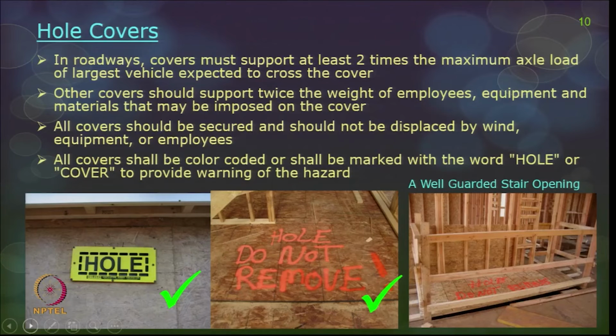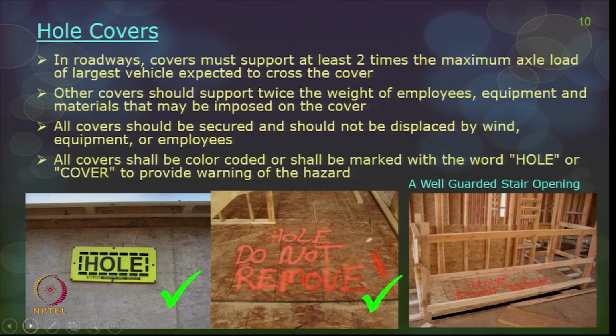If you want to put a hole cover on a roadway, then this cover should at least support 2 times the maximum axle load of the largest vehicle that will pass over it. In a given day, think of a very large vehicle crossing the roadway; the cover has to support at least 2 times the maximum axle load of that vehicle. The cover must be able to tolerate this.